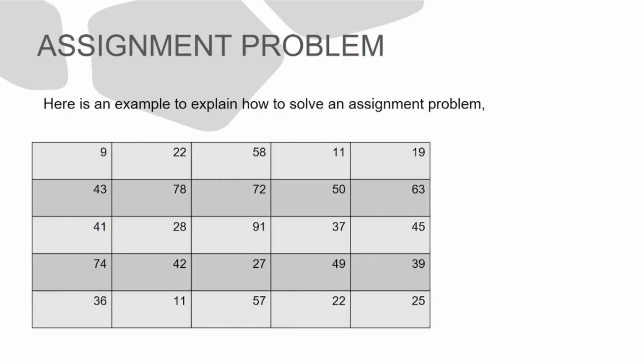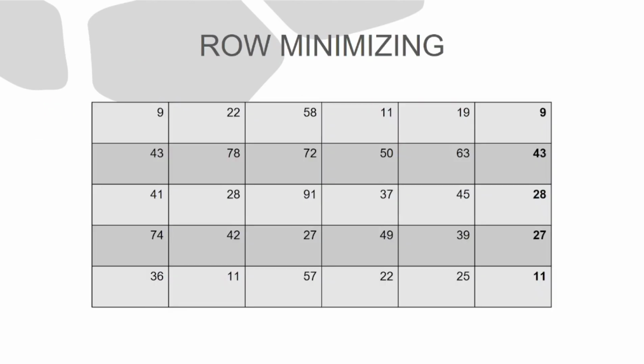The first step to solve an assignment problem is to check if the number of rows is equal to the number of columns. If they are not equal, we have to add a dummy row or a dummy column. As seen in the example given, the number of rows is 5 and the number of columns is 5, hence they are equal. Let's move to the next step, that is row minimizing.